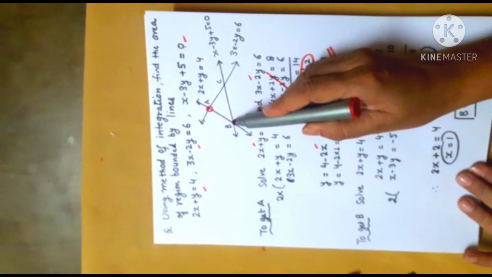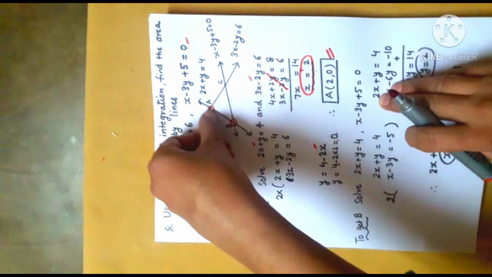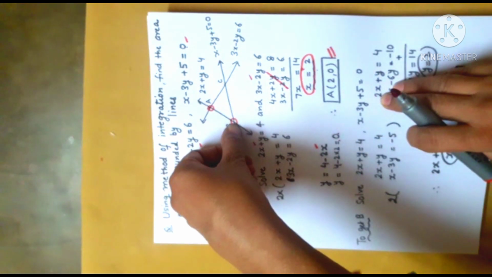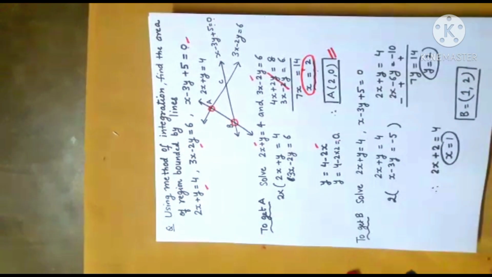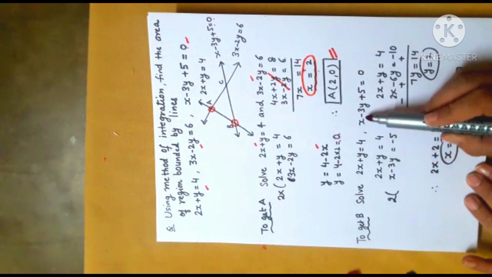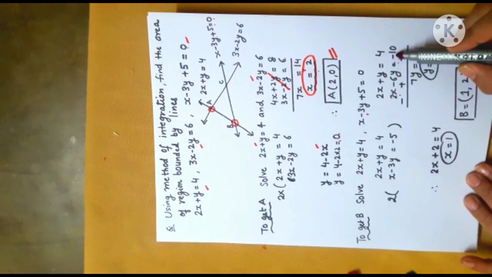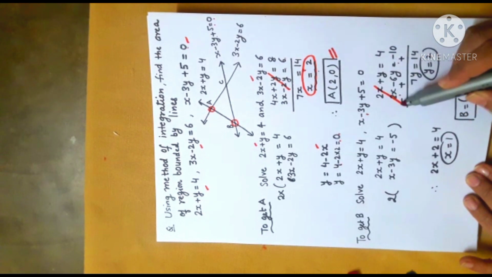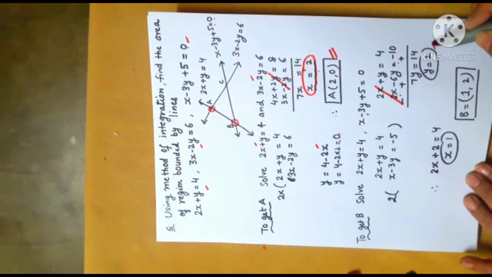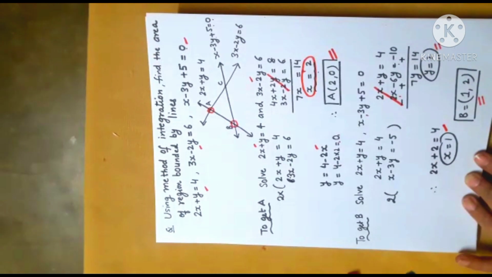Similarly, to get the coordinates of the point B, I'll solve the equation 2x plus y equals 4 and x minus 3y plus 5 equals 0. So in order to solve these two equations, I'll multiply this equation with 2. So I'll get 2x minus 6y equals negative 10. Now I will solve these two. I'll subtract. This will get cancelled out. Here I'll get 7y equals 14. So y will be 2. So when y is 2, x will be equal to 1. So coordinates of the point B will be 1, 2.